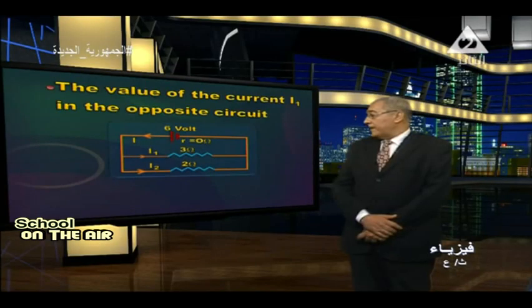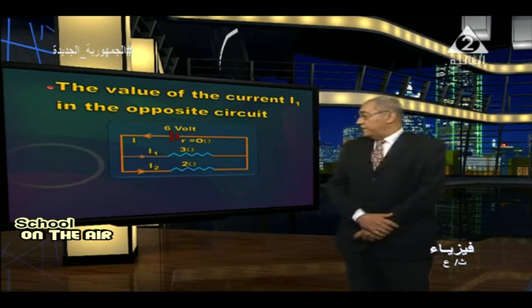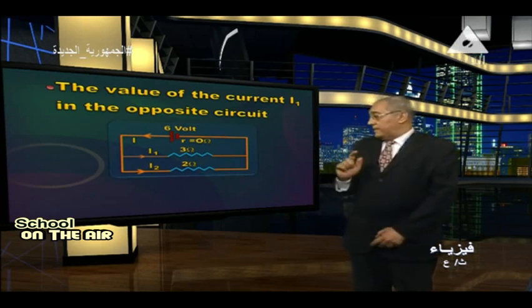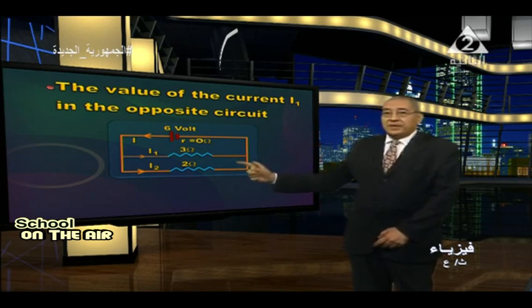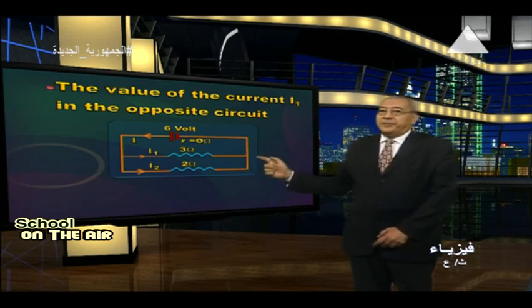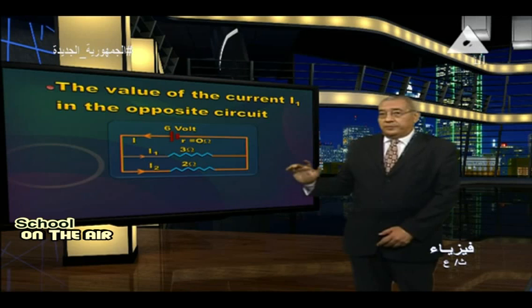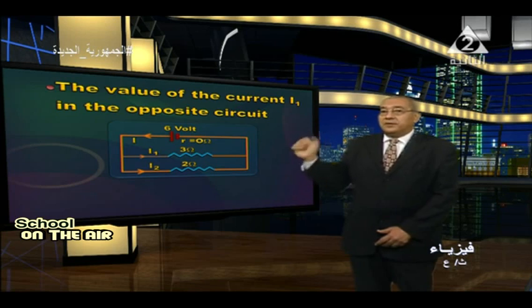First question. The value of the current I1 in the opposite circuit. Your attention, please. Yes, there's something very important. Internal resistance here is equal to 0, and we've got just two resistors connected in parallel. We don't have any more resistors, so the voltage of the battery will be the terminal voltage.